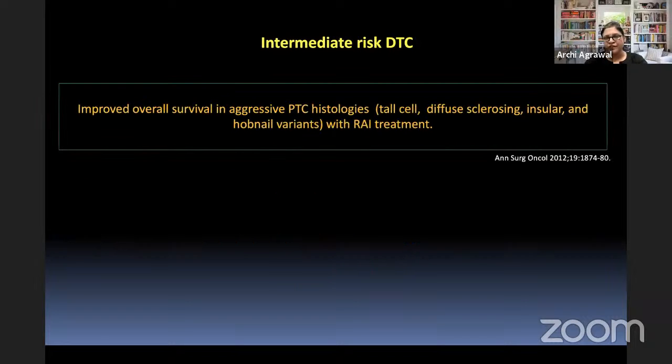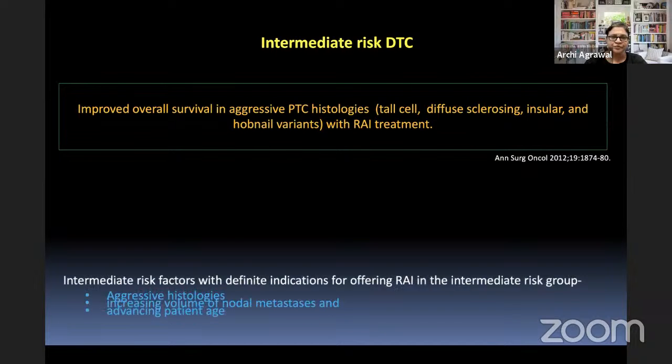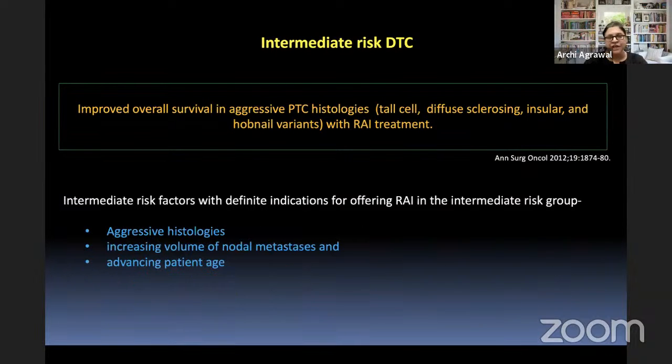So in one of the studies which was published in Annals of Surgical Oncology, they showed that the overall survival can be improved in aggressive PTC histologies after giving radioactive iodine treatment. So intermediate risk factors with definite indications for offering RAI therapy in the intermediate risk category would be aggressive histologies, increasing volume of the nodal metastasis, and also advancing patient age.